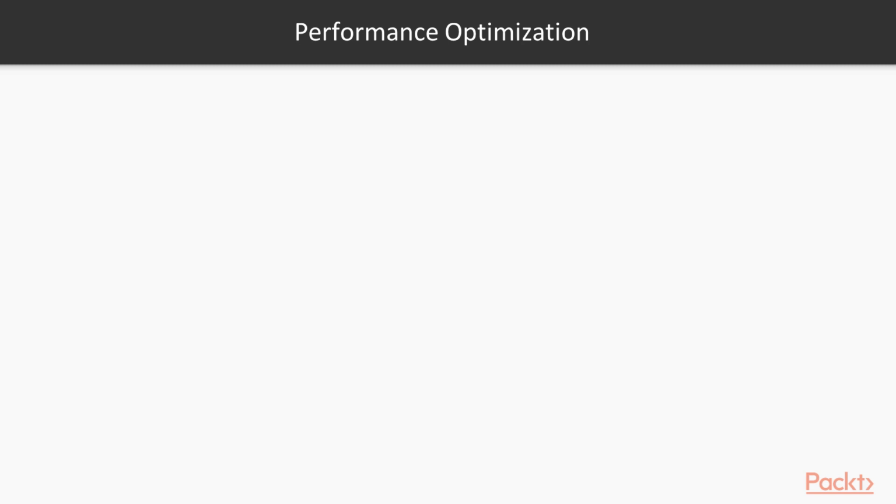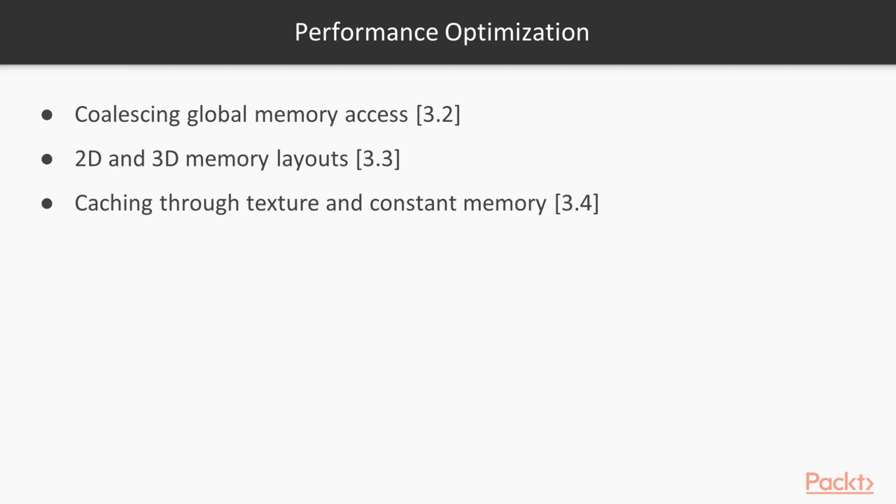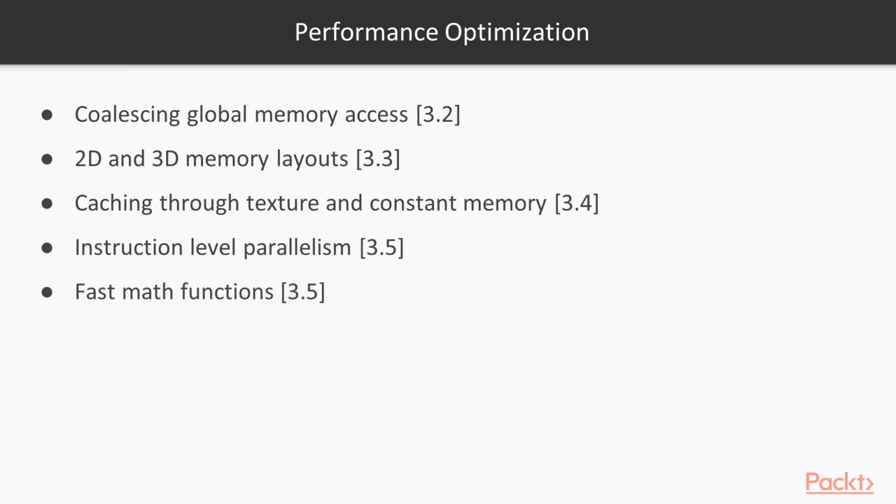With a solid understanding of the basics, we moved on to performance optimization. Most of this section focused on efficient memory access, which is usually the most important factor in CUDA performance. We learned how to arrange our global memory reads and writes so they will coalesce, how to lay out memory for use with 2D and 3D grids, and how to make use of various caches to speed up problematic access patterns. We also learned how to maximize instruction-level parallelism and use fast math functions for better arithmetic performance.